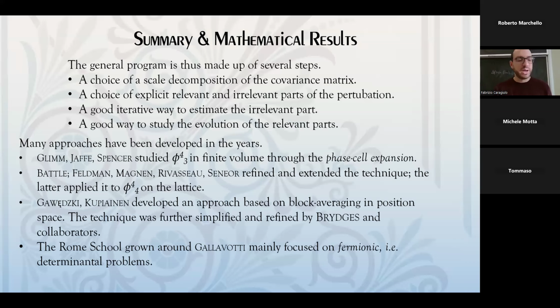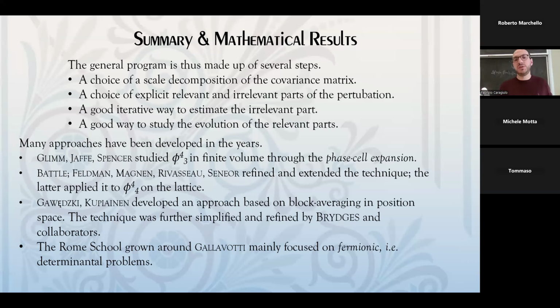So many approaches have been developed over the years. The original one that started it all was the study of phi^4 in 3 dimensions and infinite volume through what was called a phase cell expansion. It is a decomposition both in volume, where one considers blocks in x space, and in Fourier space, where one decomposes the covariance in slices depending on the momenta. Then you consider various boxes inside your lattice of different volumes at each step.